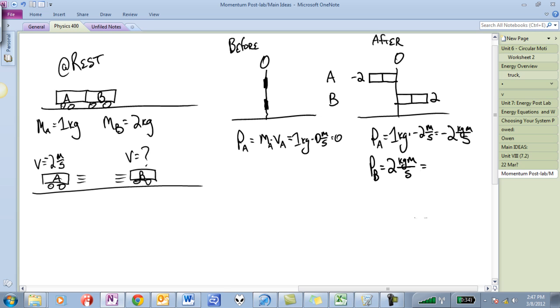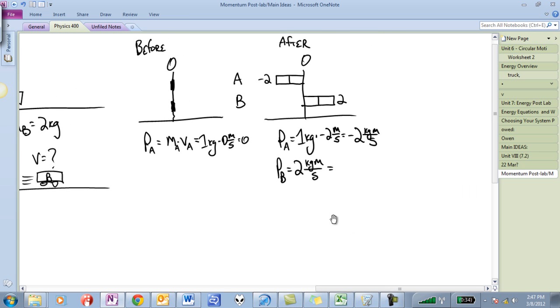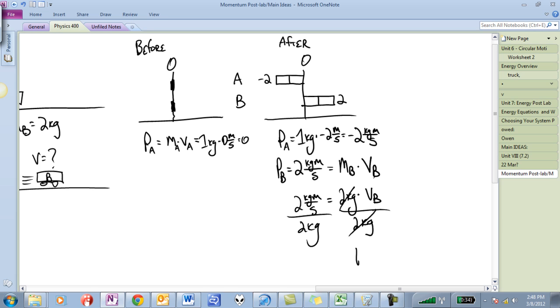And then what I can do is I can work that out over here, and I can say, okay, that is the mass of B times the velocity of B. And so 2 kilogram meter per second is equal to the mass of B, which we have as 2 kilograms, and the velocity of B is what we're looking for, so we just divide out our 2 kilograms, and you'll notice that very nicely our kilograms will cancel, and I'm left with 2 divided by 2, which is 1 meter per second.